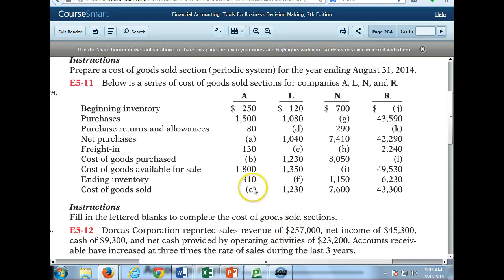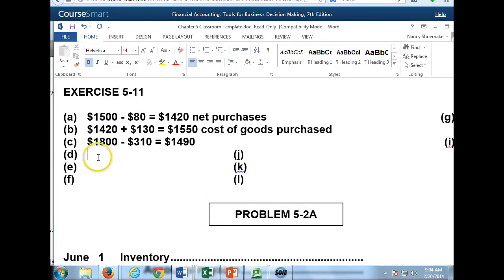Next, let's look at the company L. We started the period with 120. Our purchases were 1,080. We know that our net purchases are 1,040. So how are we going to determine what our purchase returns and allowances are? Net purchases are going to be our purchases minus our purchase returns and allowances to give us our net purchases. So we'll be able to figure out what our purchase returns and allowances are, because if we take our 1,080, subtract from that our 1,040, what would our purchase returns and allowances be?